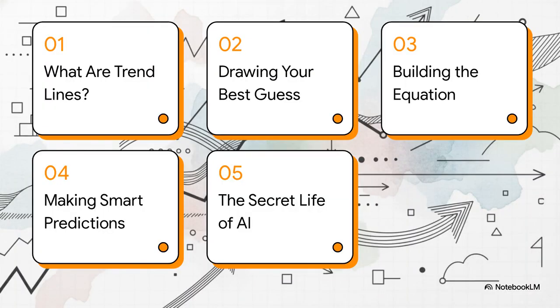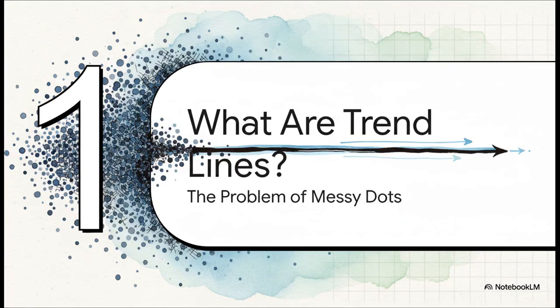Here's the game plan. First, we'll cover the basics of what these trend lines even are. Then we're going to get our hands dirty and actually draw one. After that, we'll turn our drawing into a super useful math equation, use it to make some predictions, and you're going to want to stick around for the end because we're going to pull back the curtain on its secret connection to AI.